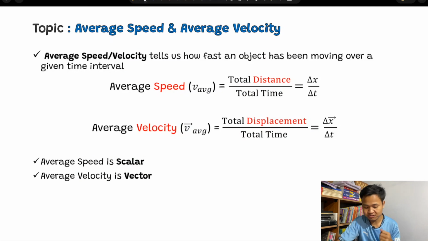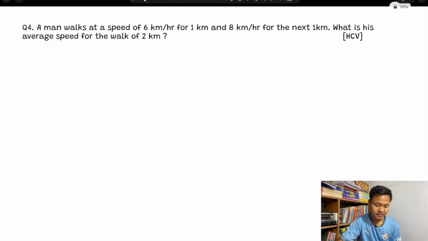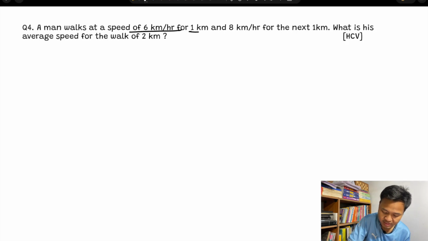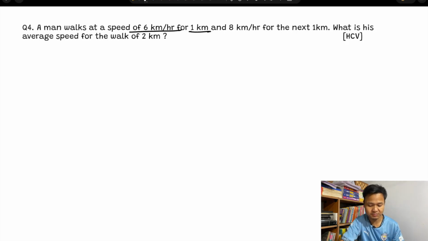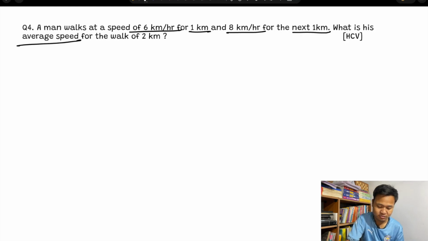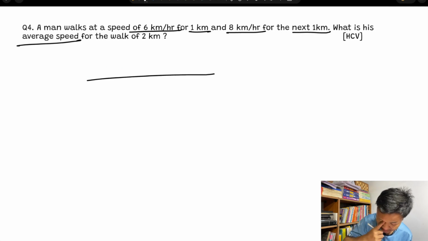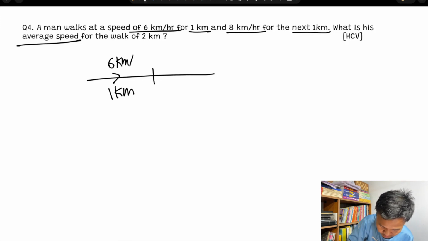So let's do some questions on this one. First question. A man walks at a speed of 6 km per hour for 1 kilometer. So for the next 1 kilometer he walks with 8 km per hour. Okay, so this much is given. So what is his average speed? So let's see. For 1 kilometer, the person walks with 6 km per hour.